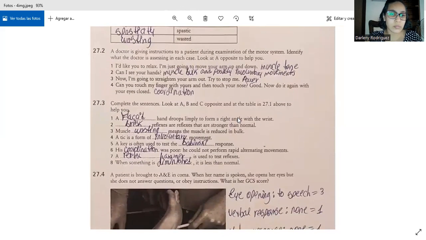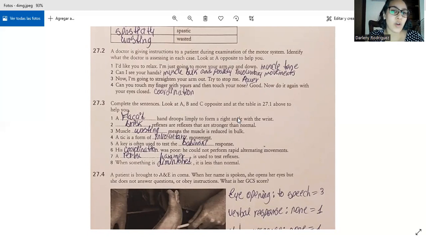Exercise 2. A doctor is giving instructions to a patient during examination of the motor system. Identify what the doctor is assessing in each case. Number 1. I'd like you to relax. I'm just going to move your arm up and down. Muscle tone. Can I see your hands? Muscle bulk and possibly involuntary movements.